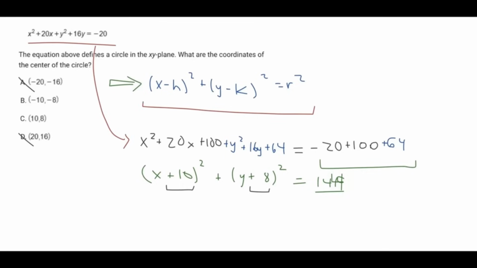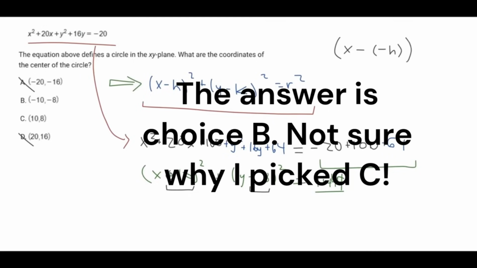Well, no. Because if we have a positive here, what that means is that h is negative and k is negative. Now why? Well, I'll give you a quick example here. So if you have x minus, this is the standard form, a negative value of h will look like this, right? You're subtracting a negative, which gives you a positive, as you can see here. And therefore, our answer here is just 10, 8.